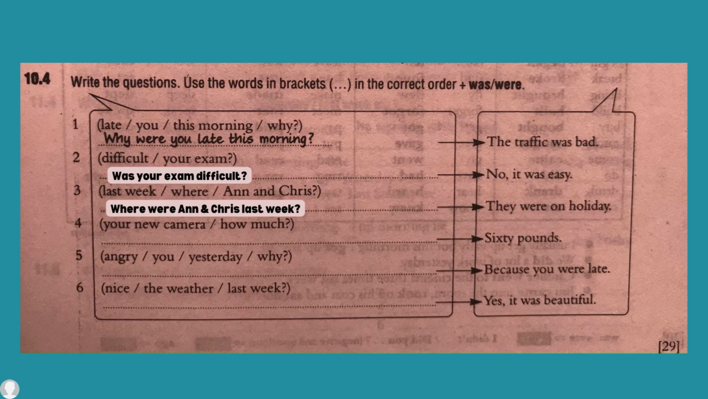Next one, 60 pounds. So the question becomes, how much was your new camera? So the new camera, it's singular, so it's was. Next one, because you were late. The question becomes, why were you angry yesterday? The subject is you, so the verb is were.